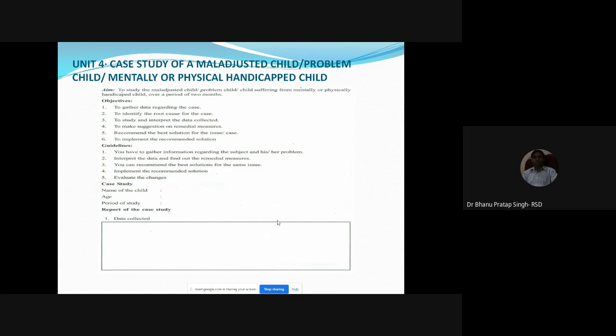So the case study format is there, meaning write the name of the child, age, and period of the study. The period of the study is 2 months, and for the report, first you have to collect the data. Collect the data means, first, you have to choose the child, whether the child is a maladjusted child or a problematic child or mentally or physically handicapped, and write the important things in this given space.